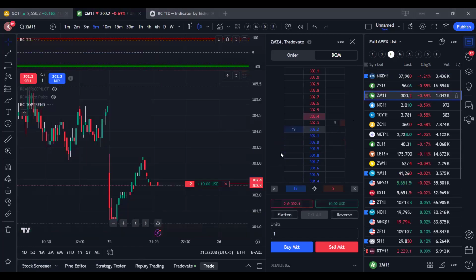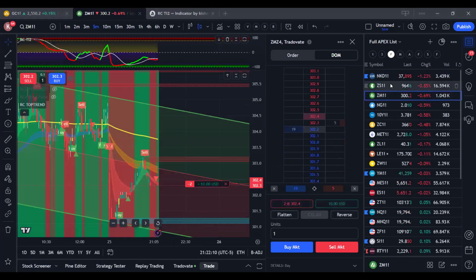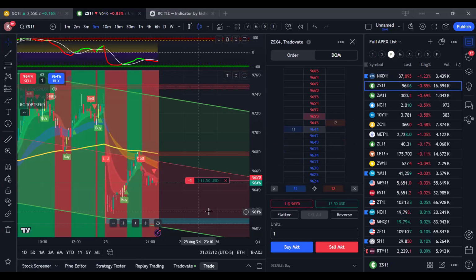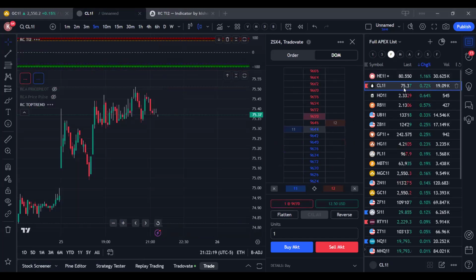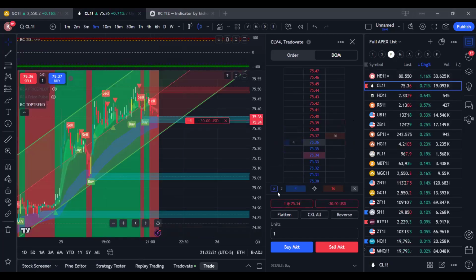These also, ZM also will make nice profits. ZS also will make profits. And then we have crude oil. They also should make profits in some time. Once it breaks this, it should come all the way down.